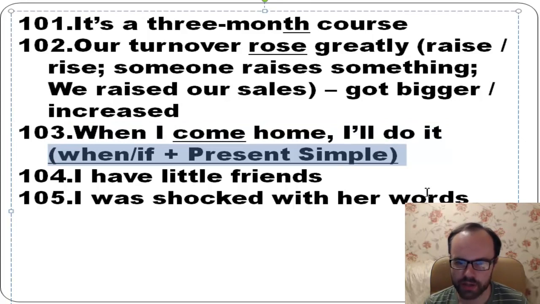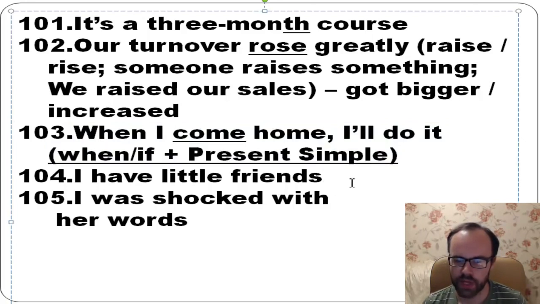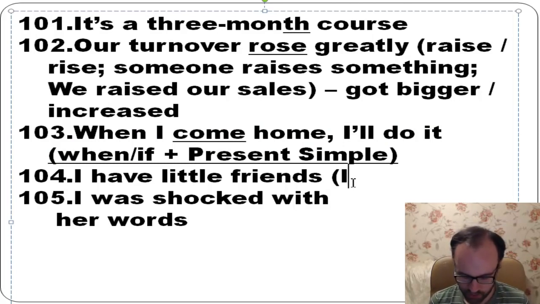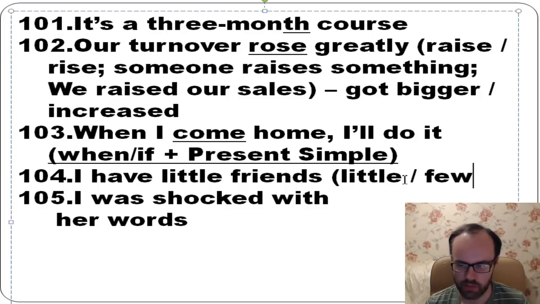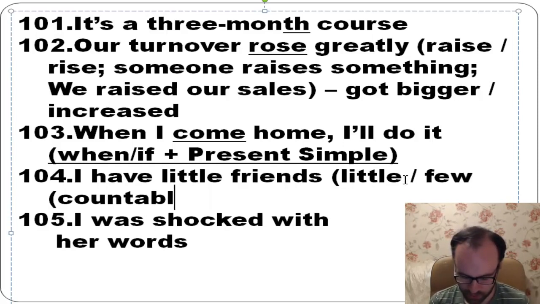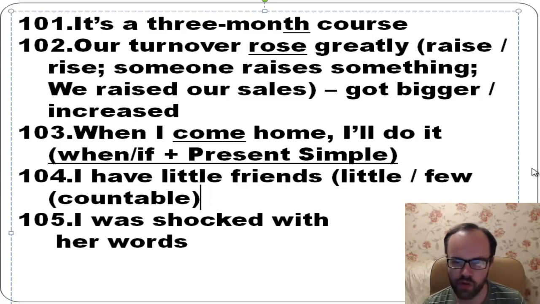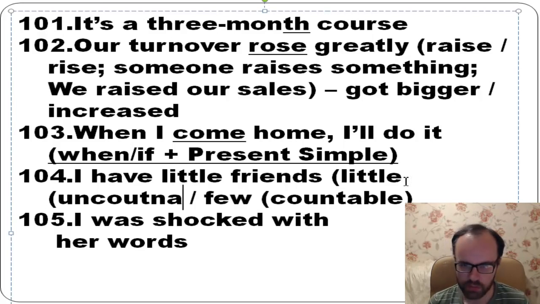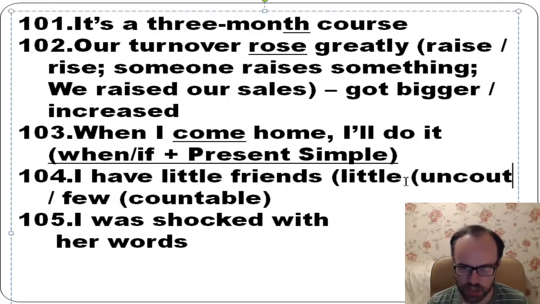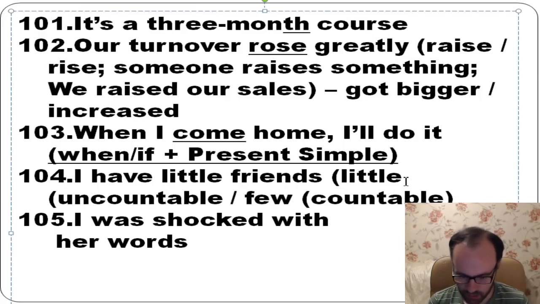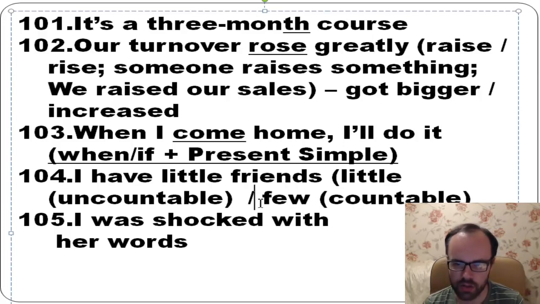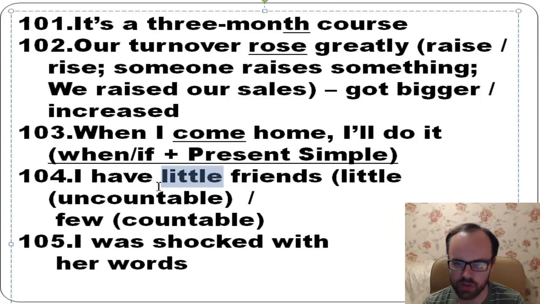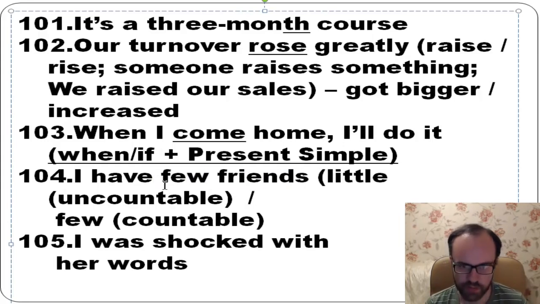I have little friends. Do you know when we use little and when we use few? We use few with countable nouns, 1, 2, 3, 4, 5 friends, and little with uncountable, like water, fire, love, and so on. So friends is countable, so I have few friends.